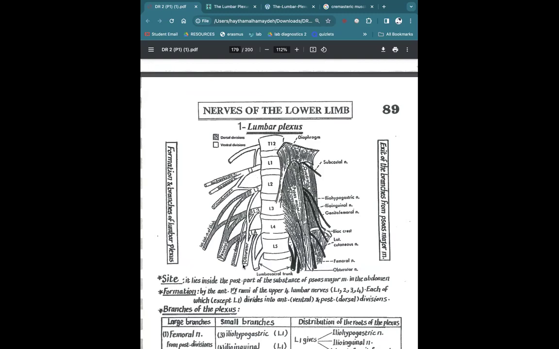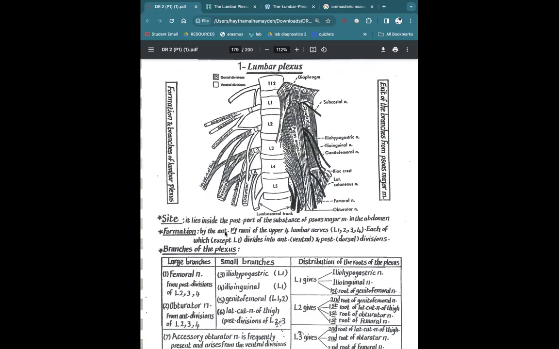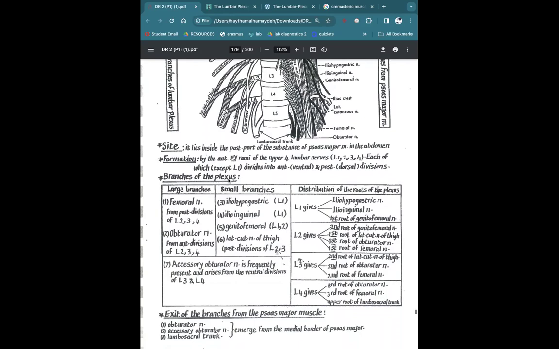So the site of the lumbar plexus, as we said, it lies inside the psoas major muscle. Formation by the anterior rami of the upper four lumbar nerves, L1, L2, L3, and L4. It divides into anterior and posterior divisions. Branches of the plexus, you have large and small. We have femoral nerve and obturator nerve as large, from L2, L3, L4. Small branches: iliohypogastric, L1 and T12. Ilioinguinal from L1 and T12. Genitofemoral, L1 and L2. And the cutaneous one is from L2, L3.